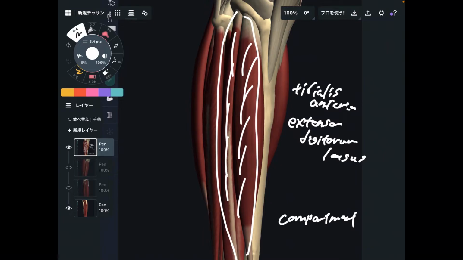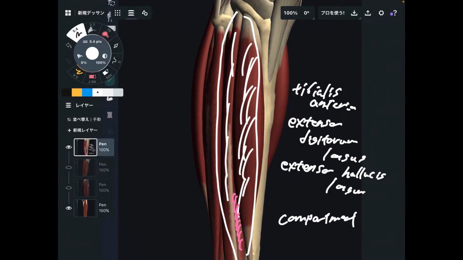And the last one is, it's a little bit hard to see. This is it. This is slightly deep muscle. This is extensor hallucis longus. Okay, tibialis anterior, extensor digitorum longus, and deep to them there is extensor hallucis longus.